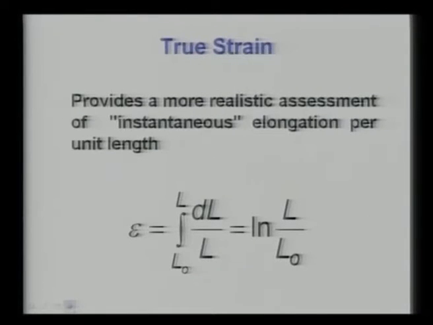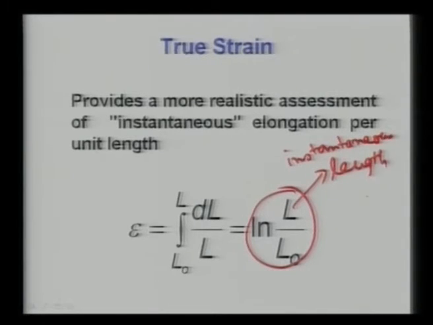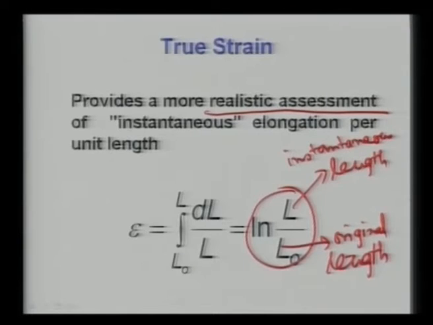And what is called true strain? True strain is a very standard formula: true strain is nothing but ln L by L naught. And what is L? This L is the instantaneous length of the specimen, and L naught is the original length of the specimen. So the natural log of the ratio of the instantaneous length to the original length is defined as the true strain, and because it provides a more realistic assessment of the instantaneous elongation, that is the reason why true strain is typically used.